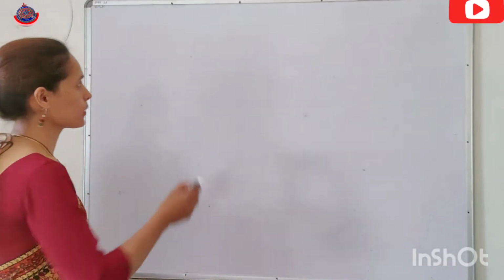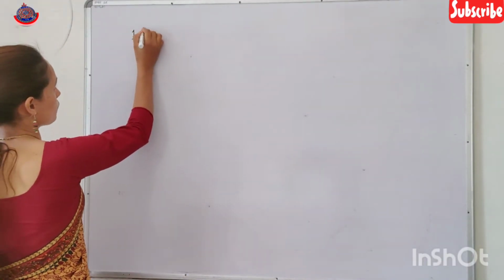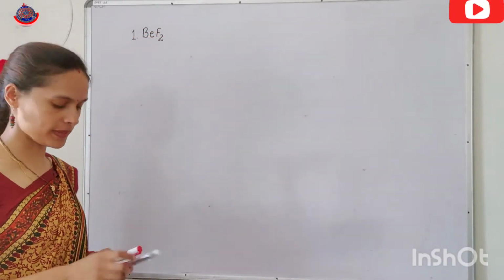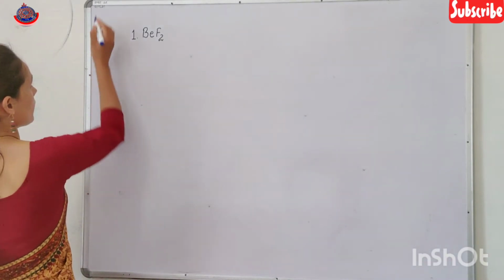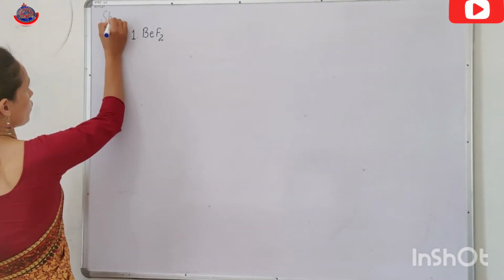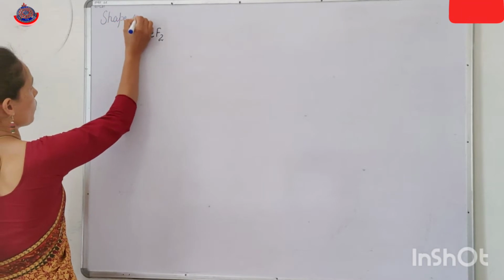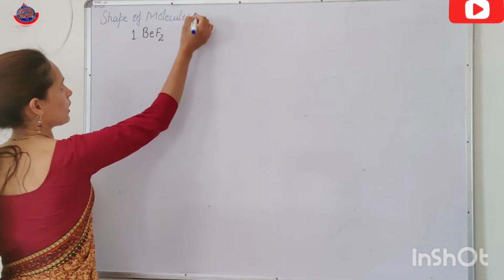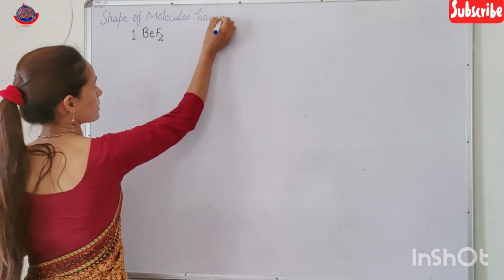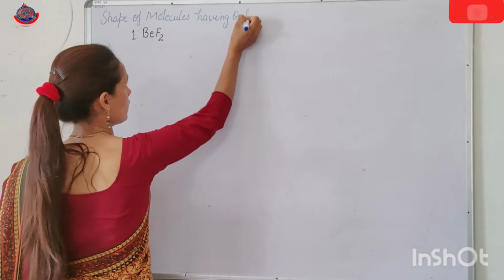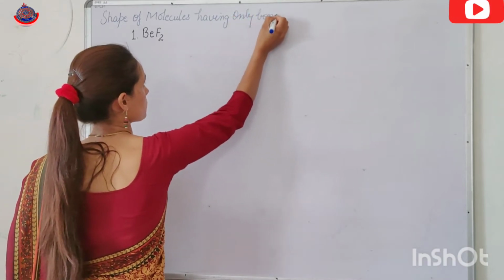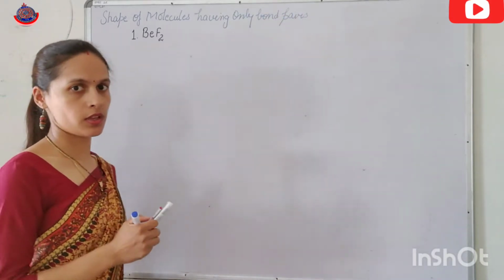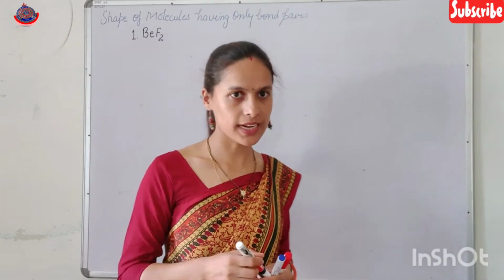So we'll start with BeF2, and today our topic is shape of molecules having only bond pairs. Now here it is BeF2. So obviously Be is the central atom.